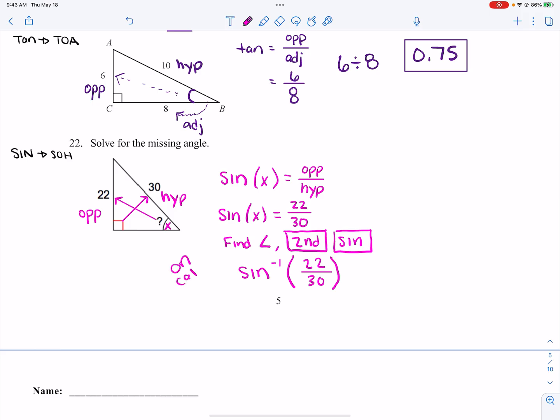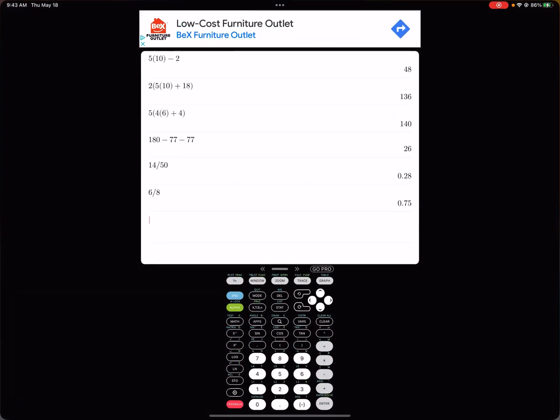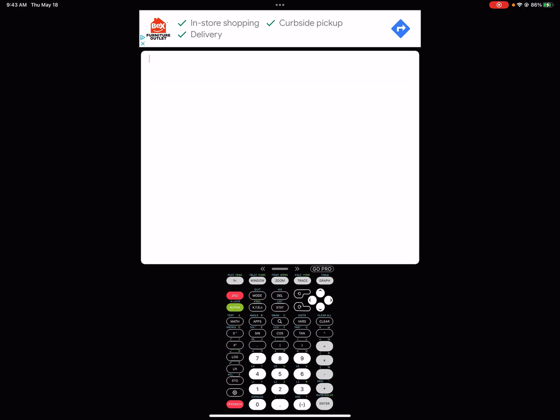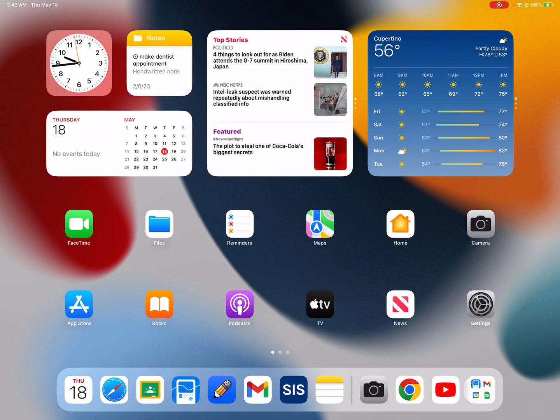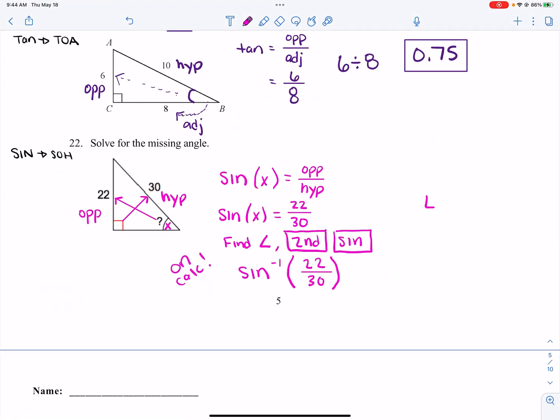So on calc. I go to the calculator, I clear this out, I press the second button, so now it's highlighted in red. I press sine because I needed sine, and I do 22 divided by 30. Close my parentheses, hit enter. 47.166.